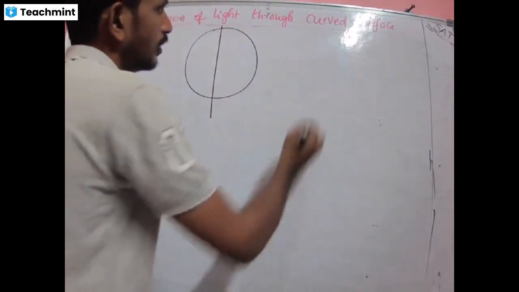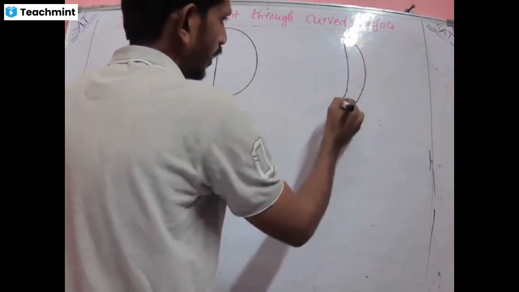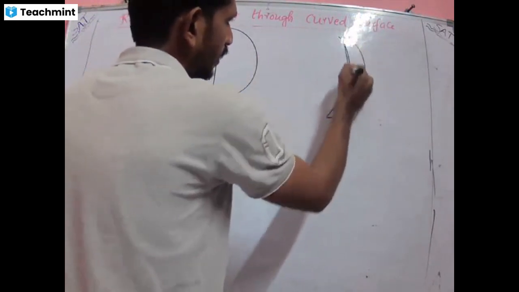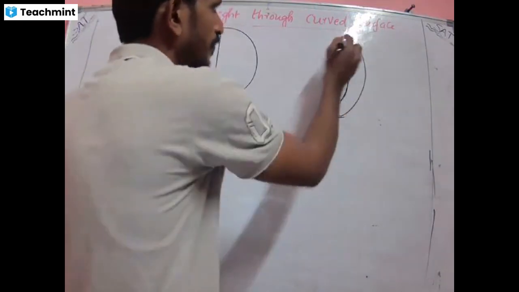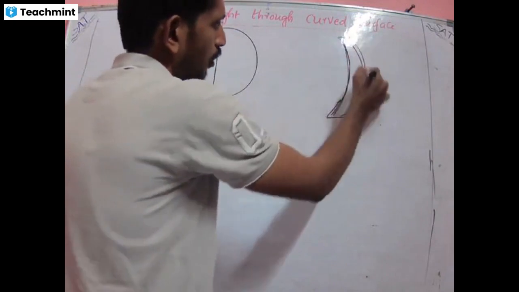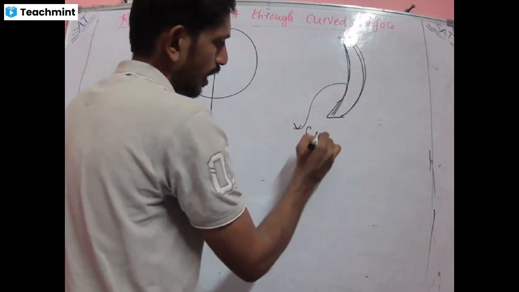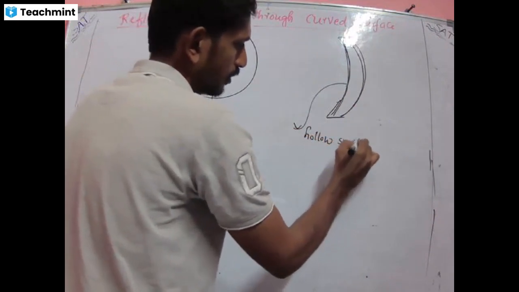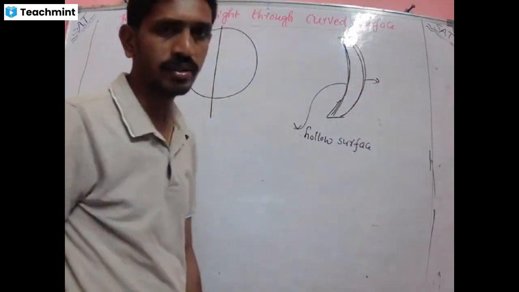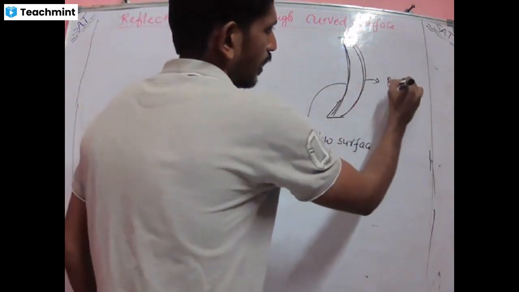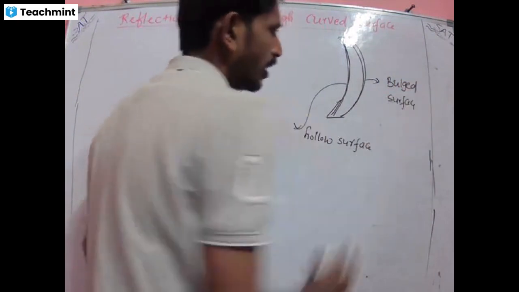So this part looks like that. This figure has two surfaces. One is the inner surface, the other is the outer surface. The inner surface is called a hollow surface. The outer surface is called a bulged surface. It is a part of the sphere.